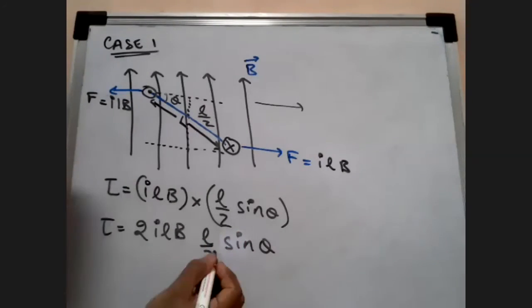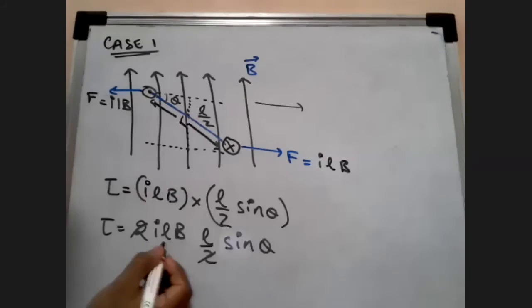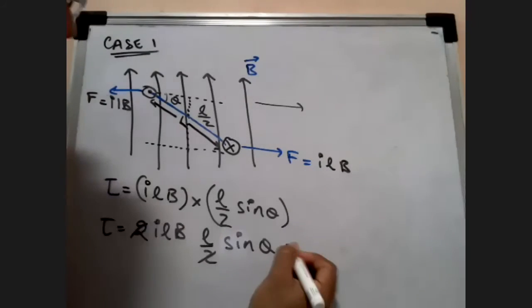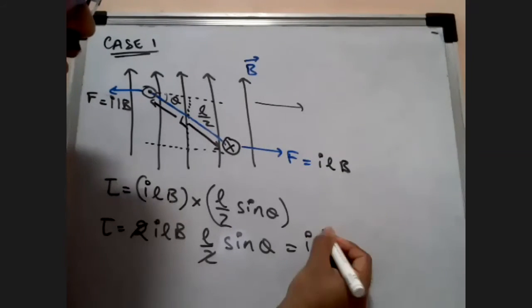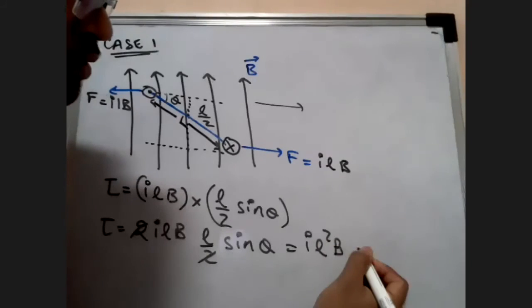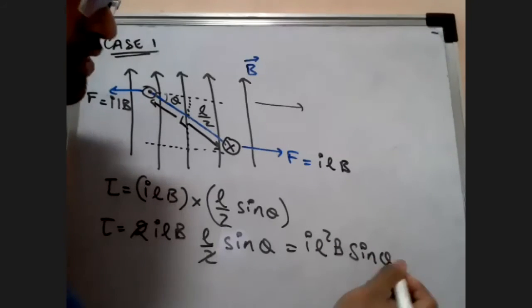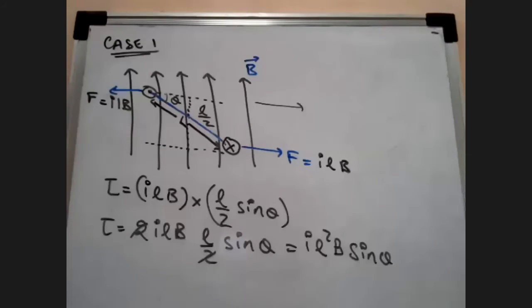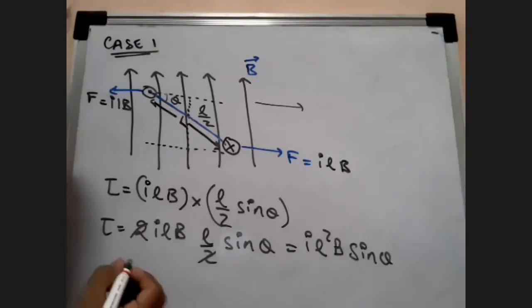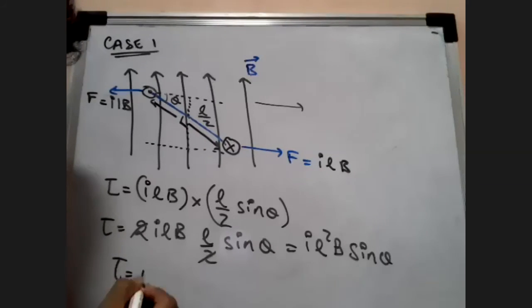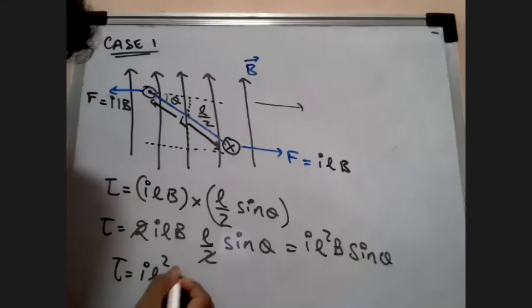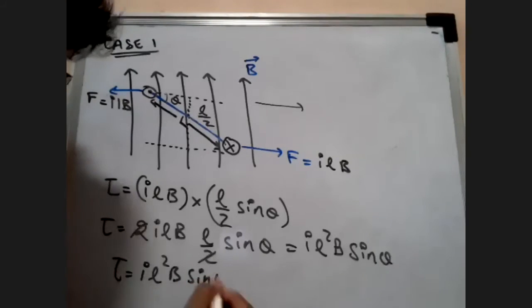In that case, students, 2 and 2 get cancelled. L gets multiplied, B sin theta. So it's going to be L square B sin theta. Okay, is that understood? So torque basically is going to be equal to L square B sin theta.